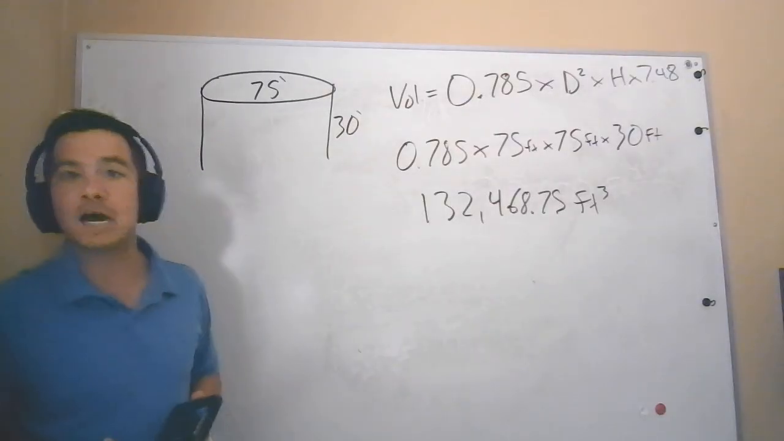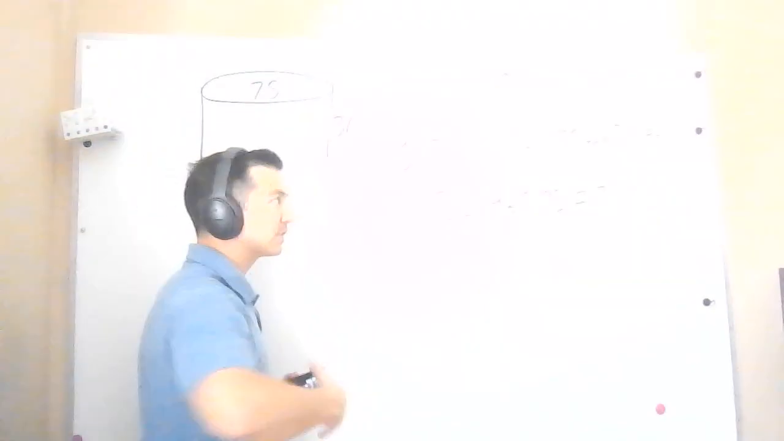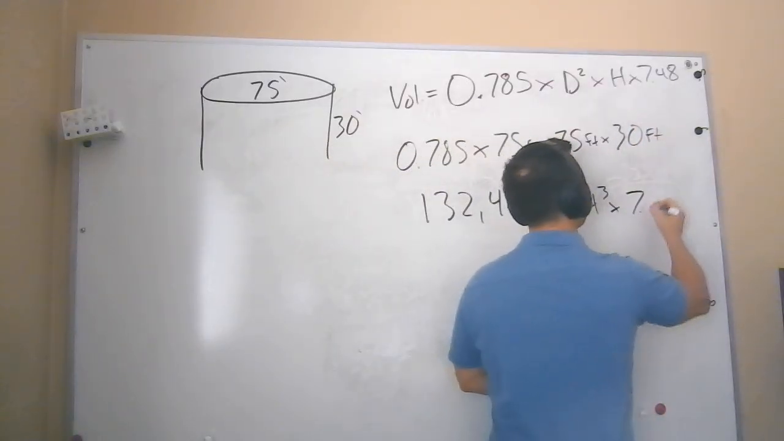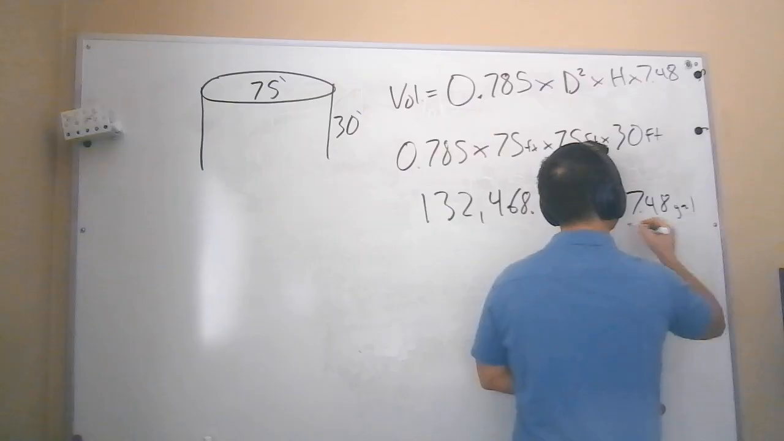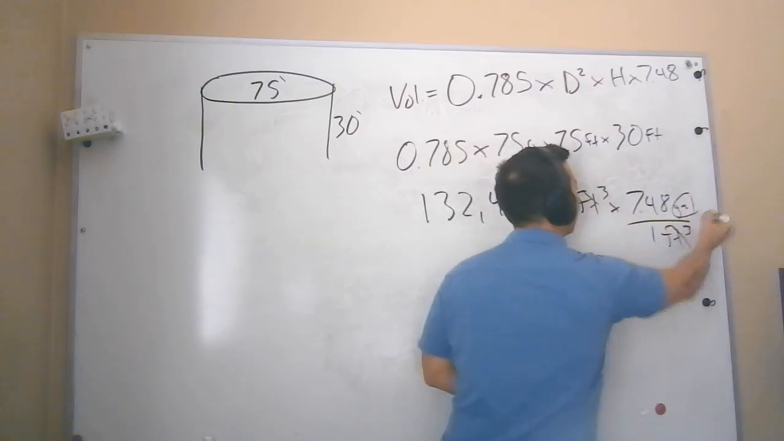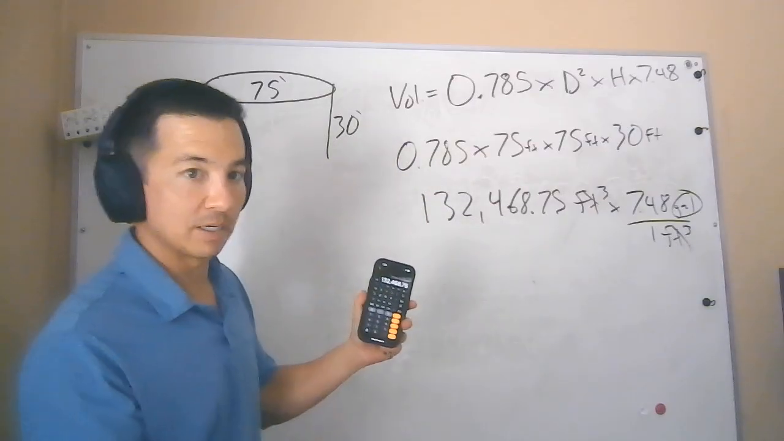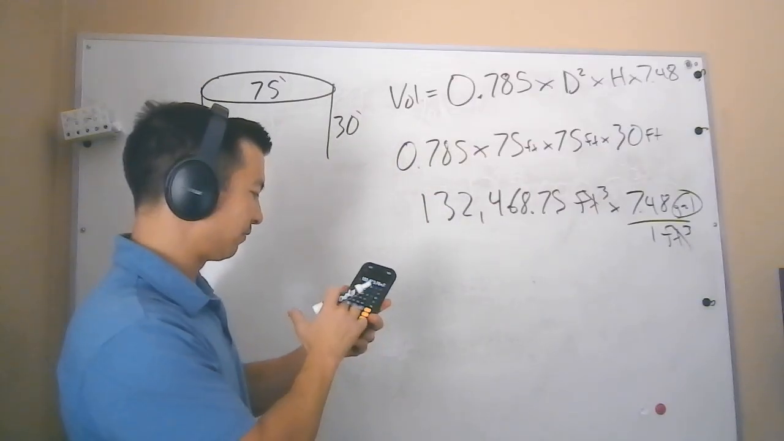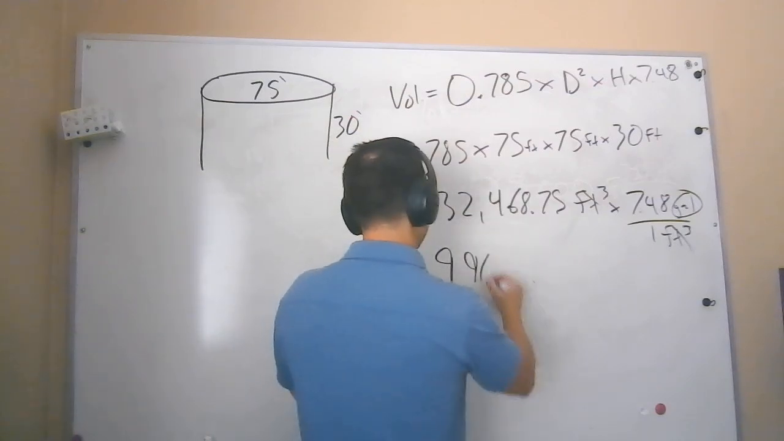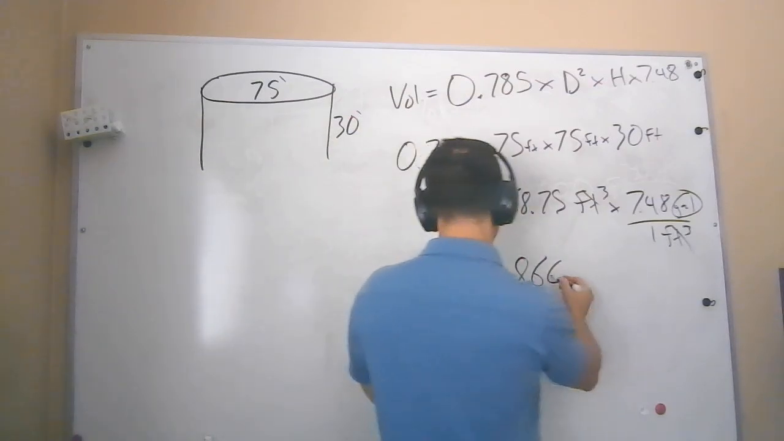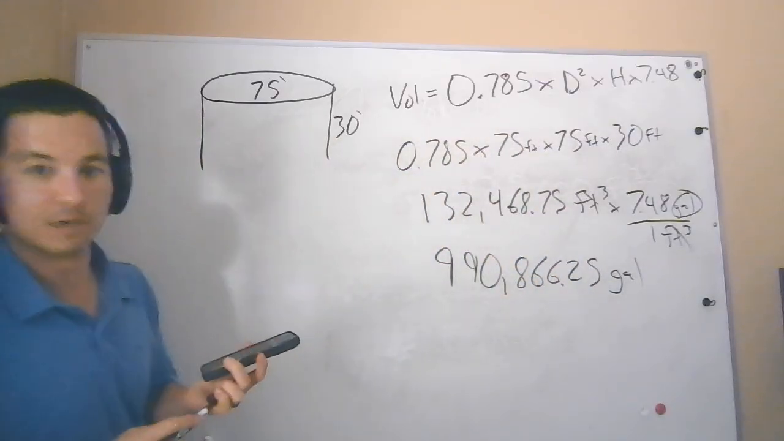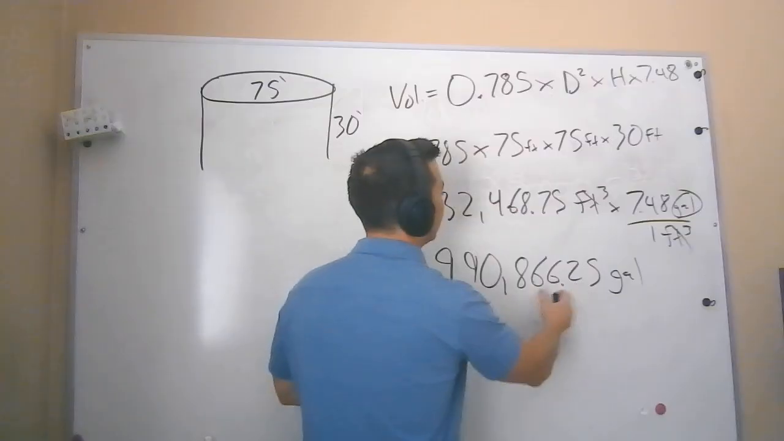So this might be where we stop in some of the problems. If we're asked to find it in gallons, that's where we're going to add on that 7.48. Why is that? Remember that there's 7.48 gallons for every 1 cubic foot. This allows me to cancel out cubic feet. I'm left with just gallons. Again, I've got that number in my calculator, times 7.48, assuming I can punch it in correctly. I get 990,866.25 gallons.